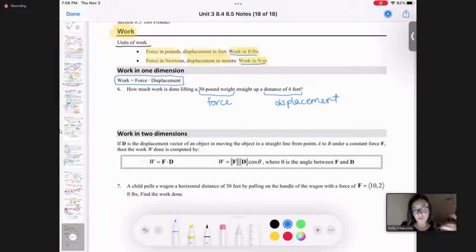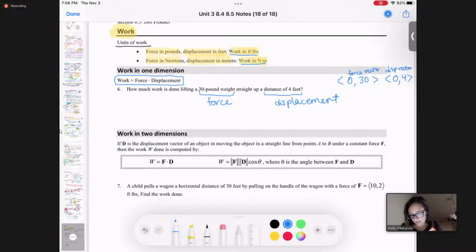You do not need to, but if you wanted to think of it as vectors, the force vector is moving 0 in the x-axis, so east-west, and it's 30 pounds that you're lifting, and the displacement vector is 0 and 4, right? So this is the force vector, and this is the displacement vector.